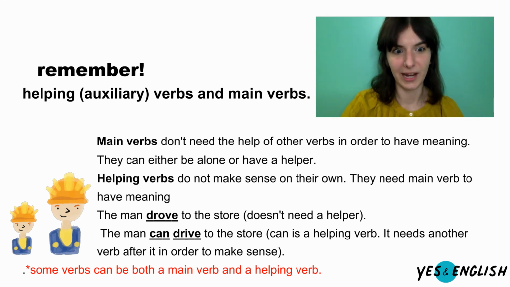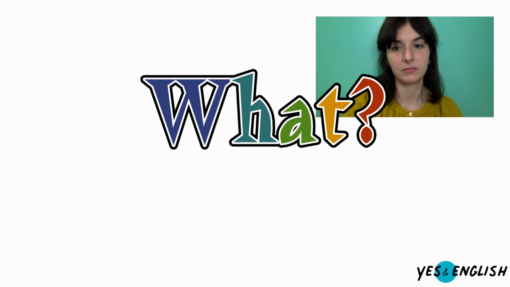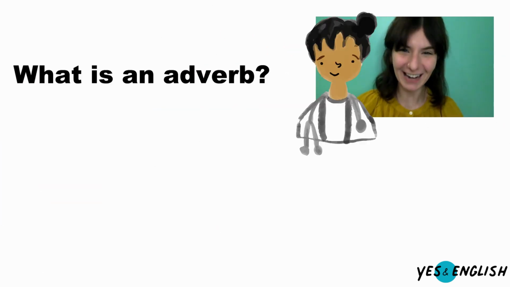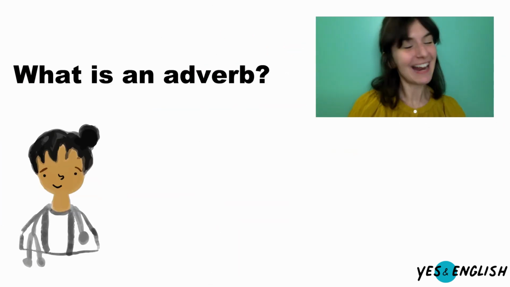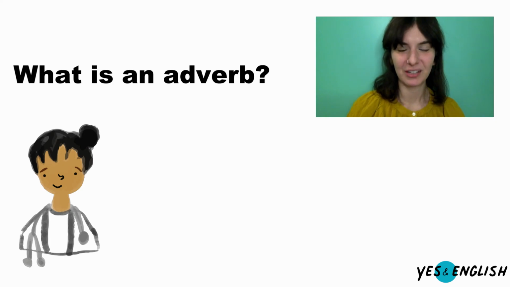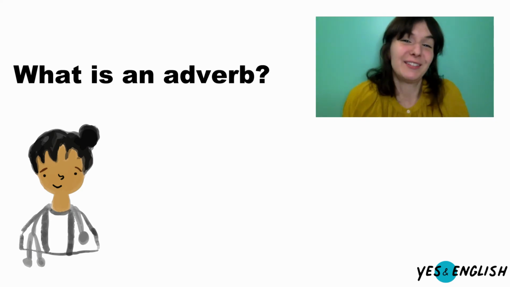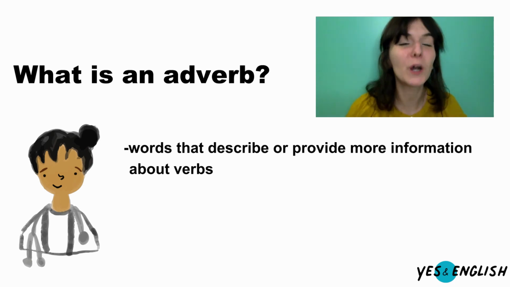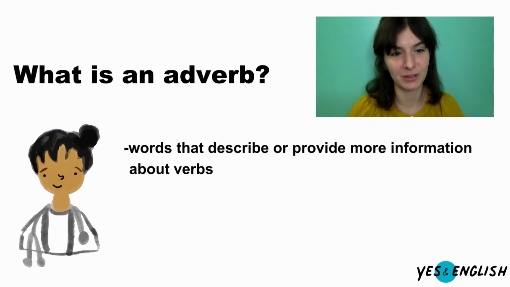Right. Okay. Then we have probably the most complicated of them all, adverbs. Not adjectives, adverbs. And what are adverbs? The only thing left for adverbs to do is to describe verbs. They give us more information about verbs.